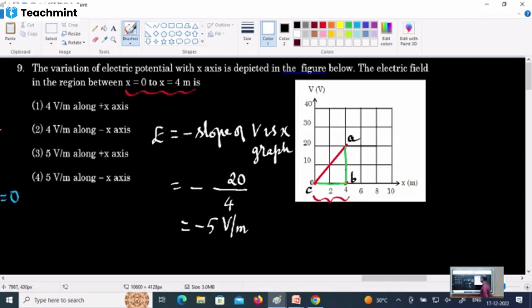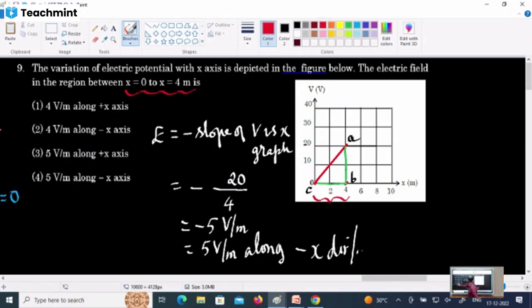So that is the negative of the slope: vertical distance is 20, horizontal distance is 4. So you get minus 5 volt per meter. If it is minus 5 volt per meter, then definitely it is 5 volt per meter along the negative x direction or negative x axis. So the answer is 5 volt per meter along the negative x axis. Answer number 4.